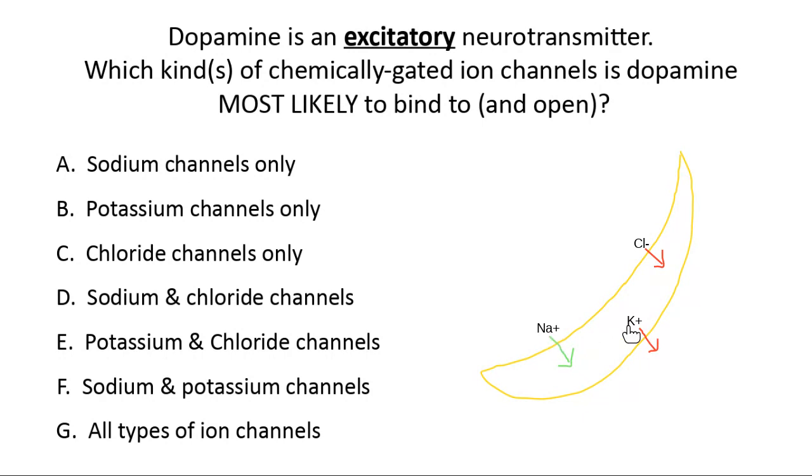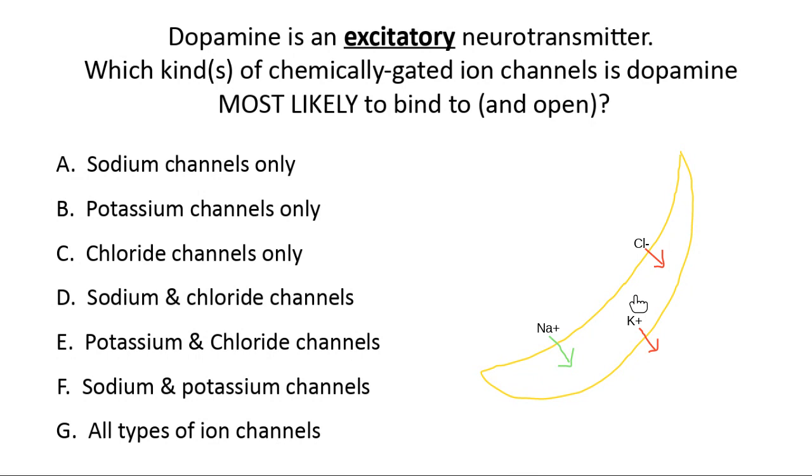When these ions move, they take their charges with them. Sodium has a positive charge. Sodium comes in and makes things more positive. Chloride has a negative charge. When chloride comes in, it's going to make things more negative. And potassium has a positive charge. Potassium, when it leaves, takes that positive charge with it and makes the inside more negative.